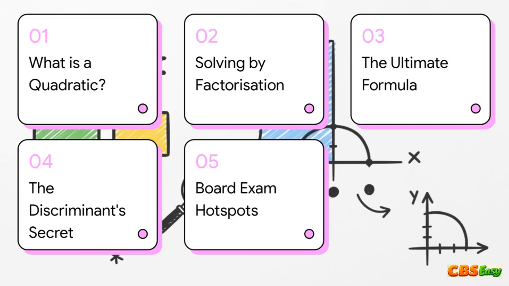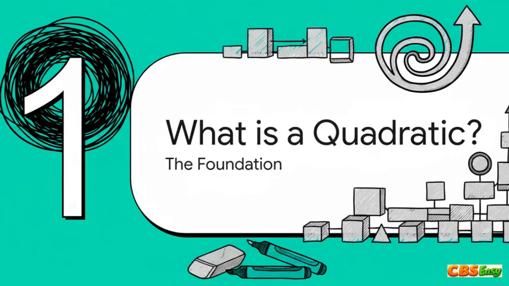So here's our game plan. We're going to start with the absolute basics. Then we'll jump into 2 essential ways to solve them. After that, I'm going to let you in on a powerful secret called the discriminant, and we'll wrap it all up with the key things you have to focus on for your exam. Sound good? Let's go. Okay, section 1.